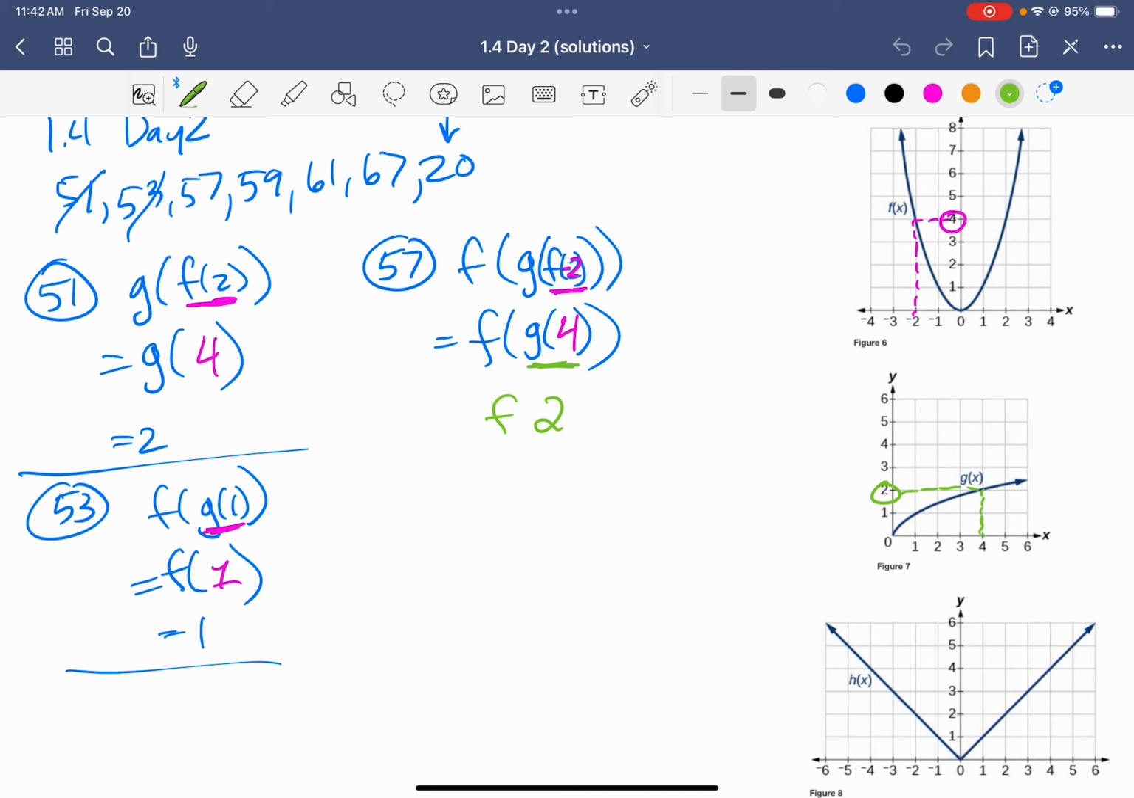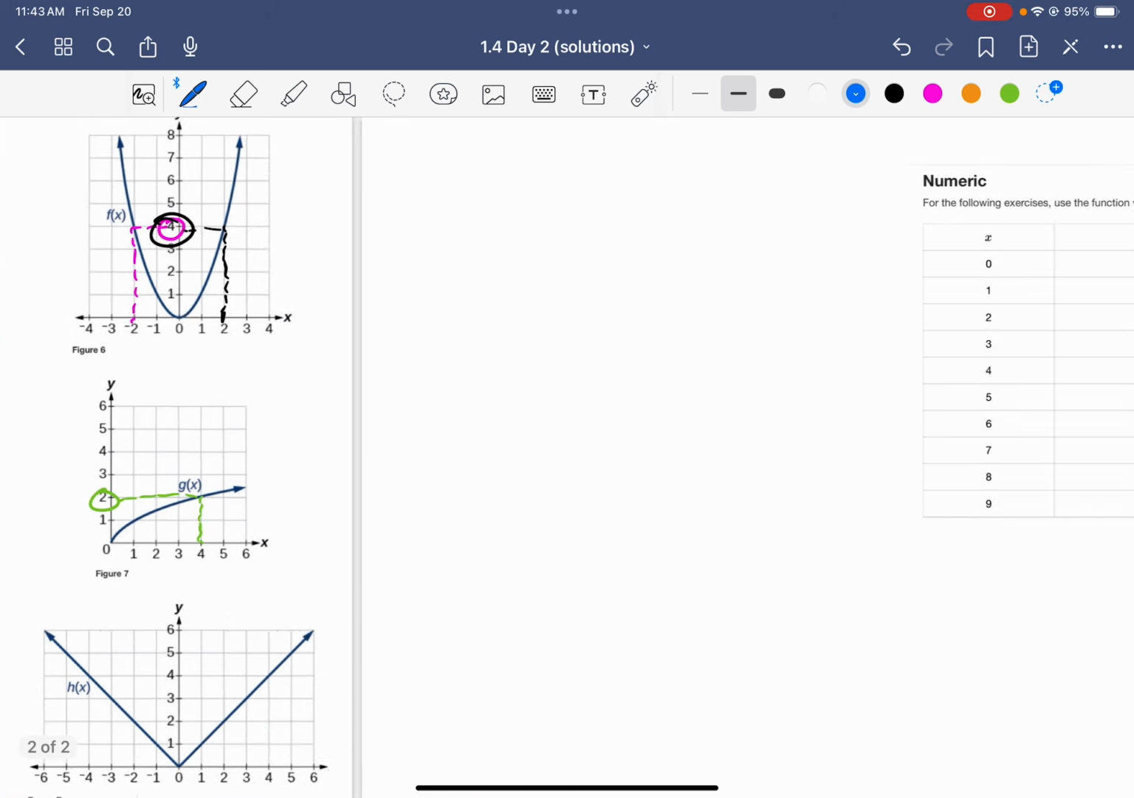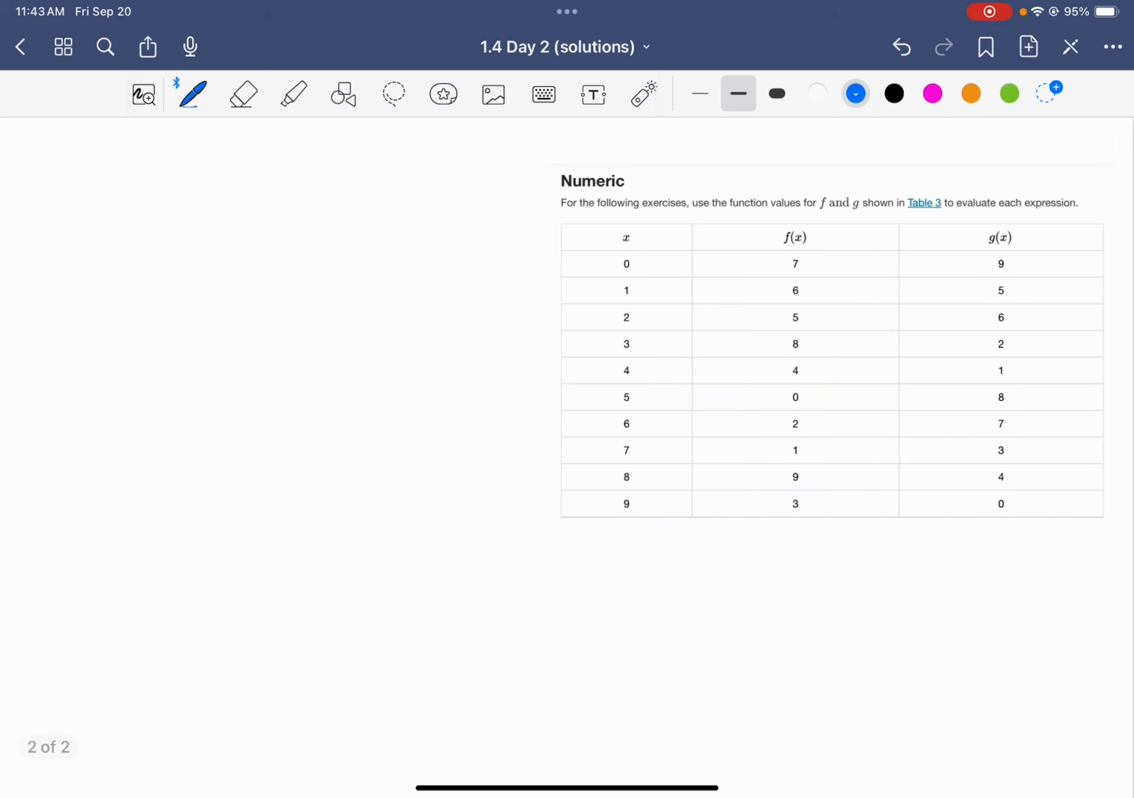I'm really taking f of that 2. So I plug in 2, and I get out a 4. So this is just 4. All right. So now I'm ready to do 59, 61, and 67.